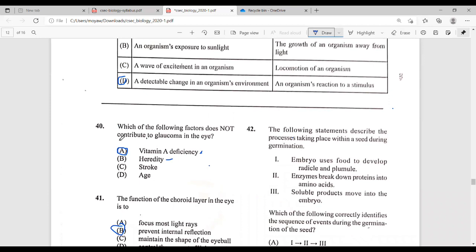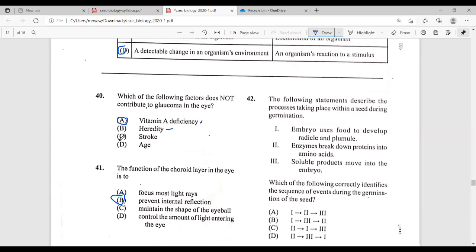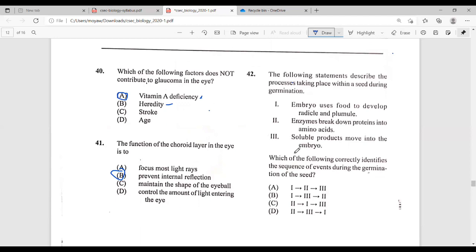So 42. The following statements describe the processes taking place within a seed during germination. So we have 1, embryo uses food to develop radicle and plumule. 2, enzymes break down proteins into amino acids. 3, soluble products move into the embryo. So we're trying to find the order. So which of the following correctly identifies the sequence of events during germination of the seed?